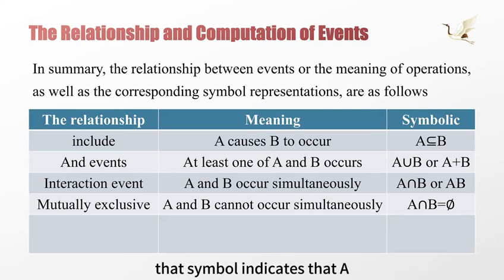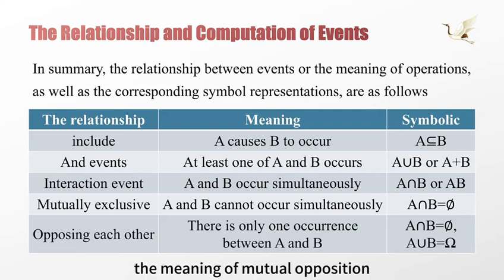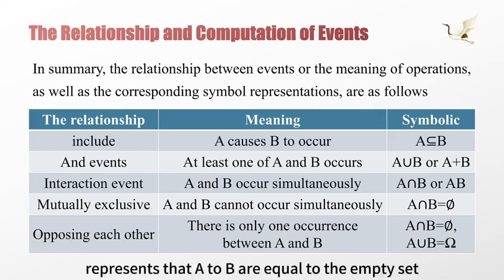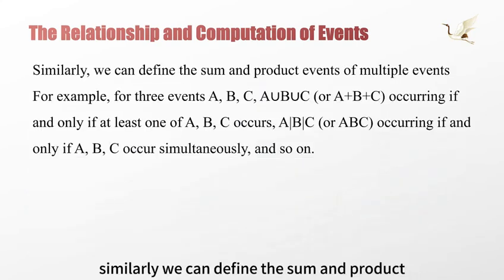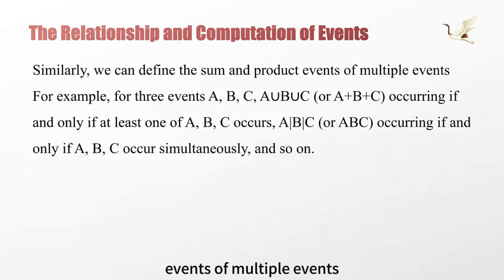That symbol indicates that A intersect B equals the empty set. The meaning of mutual exclusion is that A and B cannot both occur. The symbol represents that A intersect B is equal to the empty set, and A union B is equal to the omega. Similarly, we can define the sum and product events of multiple events.